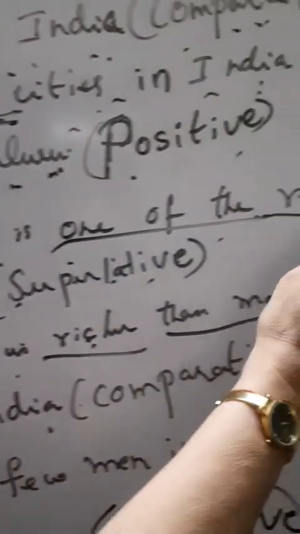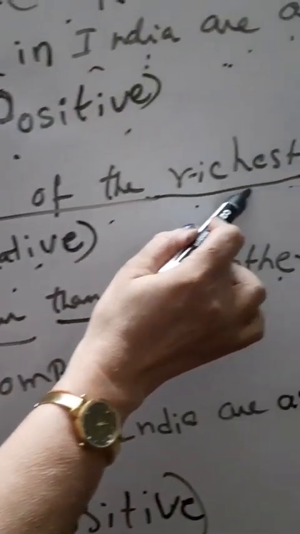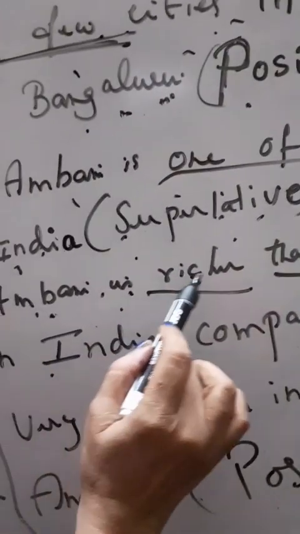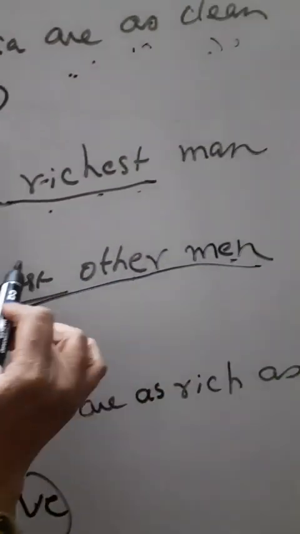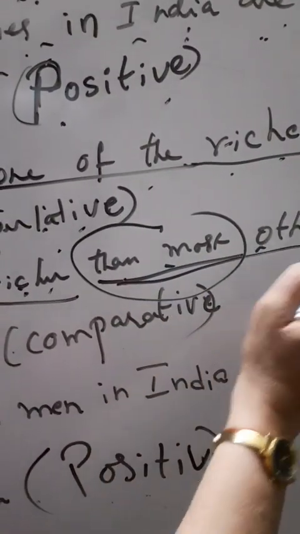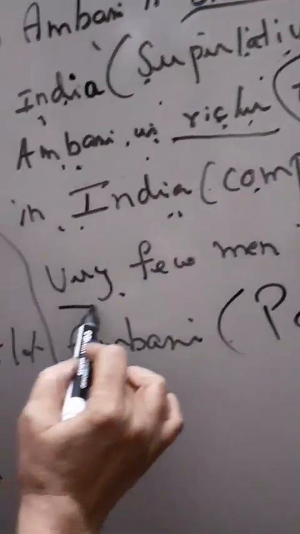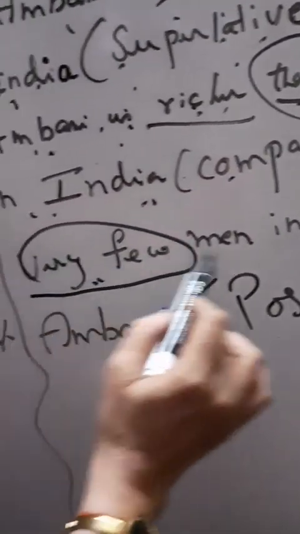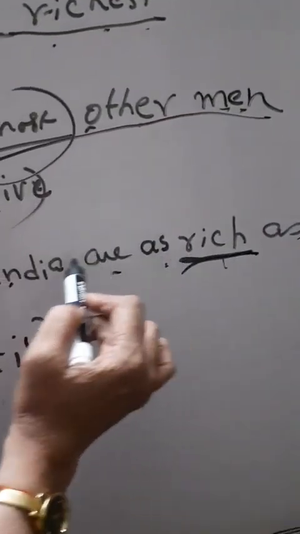Now, next sentence. Ambani is one of the richest men in India. Superlative, richest. Ambani is richer than most other men in India. That is comparative. Now, very few men in India are as rich as Ambani. That is positive.